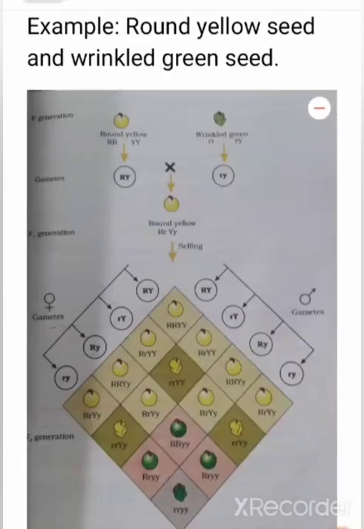Mendel proved law of independent assortment on the basis of his dihybrid experiment. This law of independent assortment states that when more than one pair of characters are involved in a cross, factor pairs assort independent of each other.